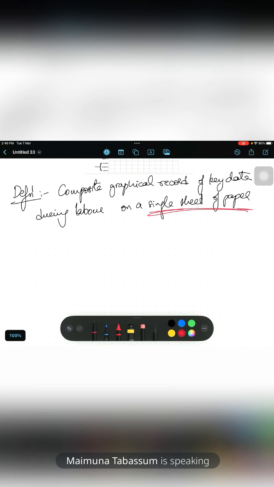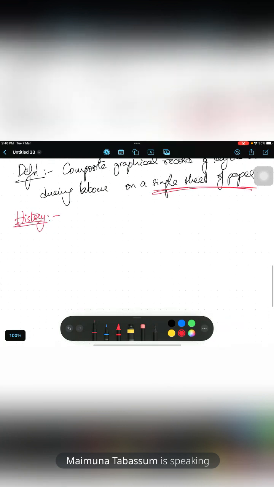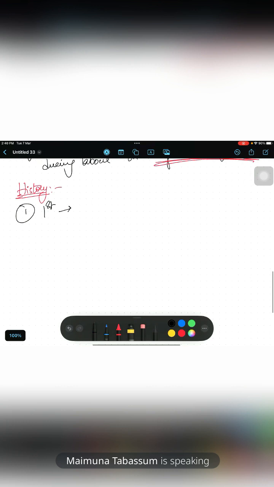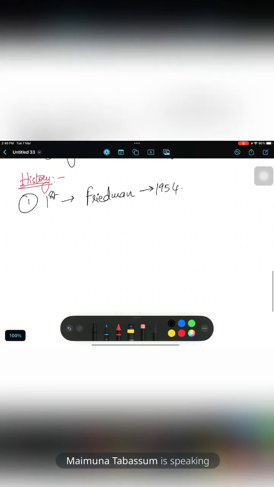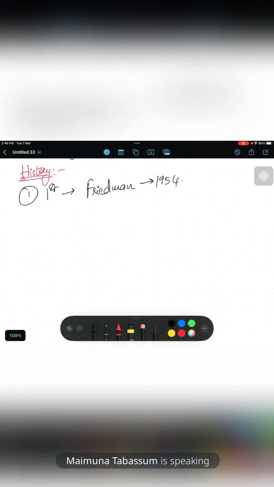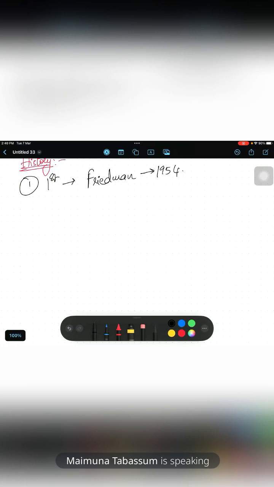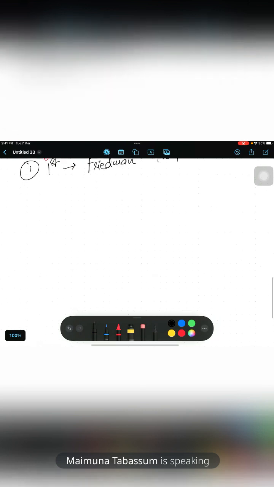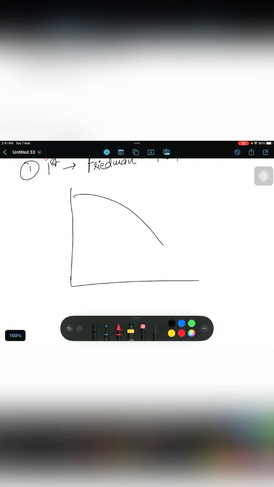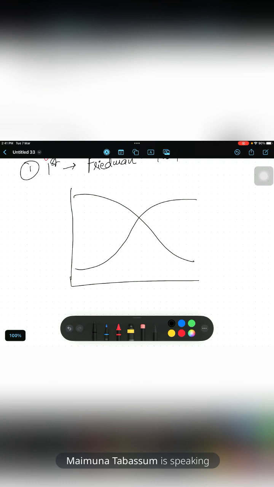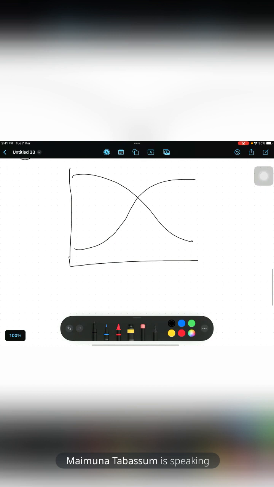So we'll be learning some points regarding the history. In 1954, the first partograph was introduced by Friedman. This is the evaluation of the progress of the labor. In the simplest form, it shows the dilatation of the cervix and the descent of the head.